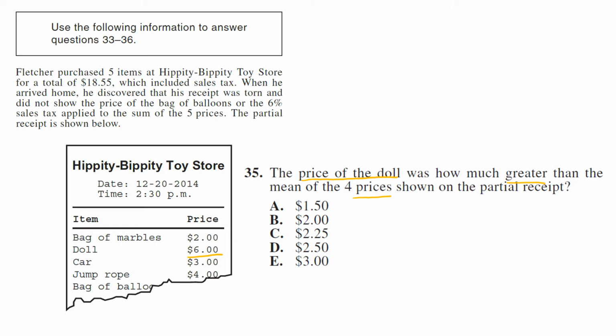mean of the four prices shown on the partial receipt. So the four prices shown on the partial receipt are here, 2 plus 6 plus 3 plus 4, and that is 15. And there's 4 items shown on the partial receipt. So that is 3.75, the mean or the average. So 6, the price of the doll, is how much greater than 3.75. So 6 minus 3.75 equals 2.25, or choice C.